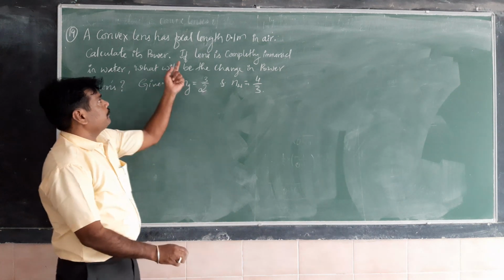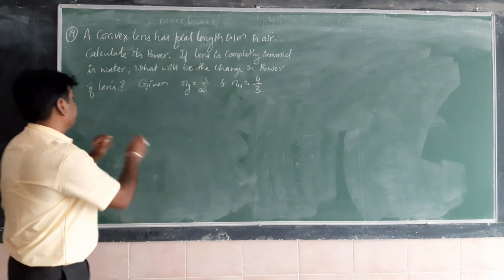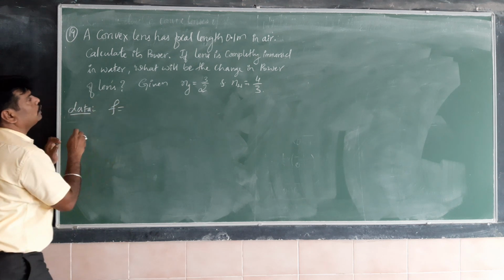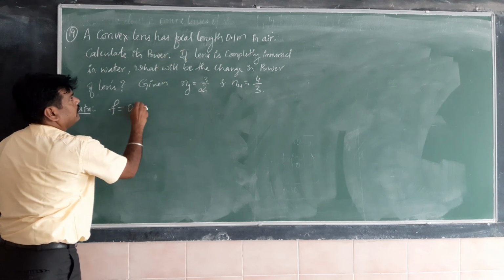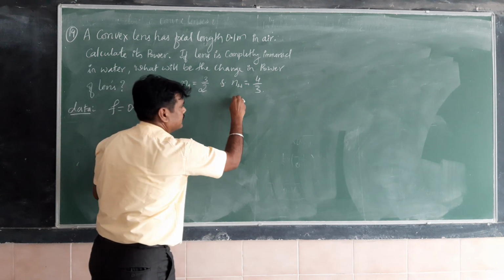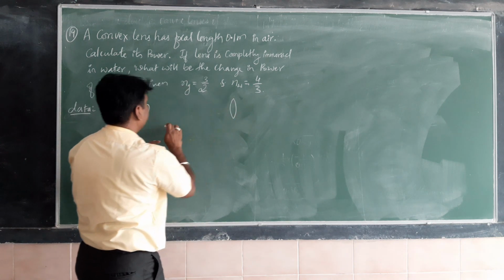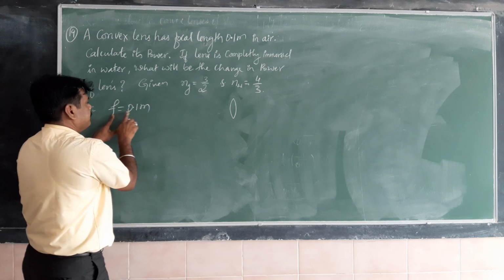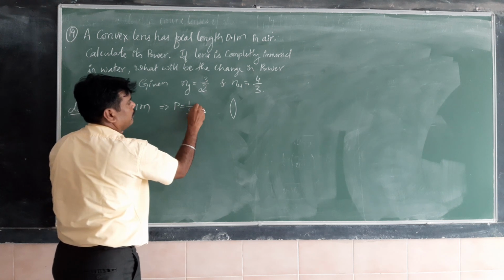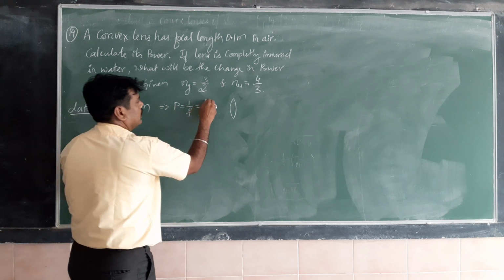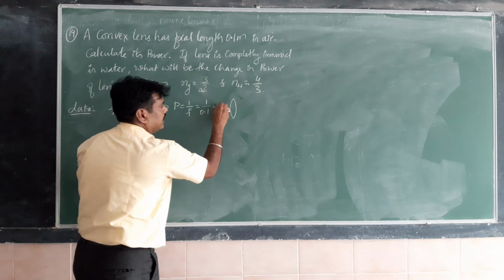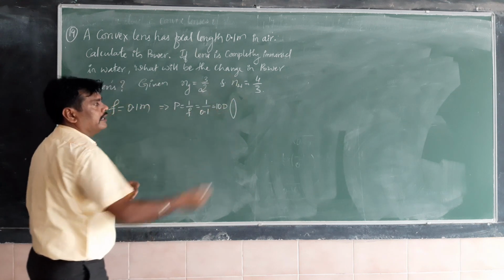See, according to the given data, a convex lens has a focal length. So what is the focal length of the convex lens? F is equal to 0.1 meter in air medium. If it is surrounded by air medium, the focal length becomes F is equal to 0.1 meter, which implies its power is the reciprocal of this value, 1 by F. 1 by F is equal to 1 divided by 0.1. It is 10 diopter, if it is surrounded by air medium.